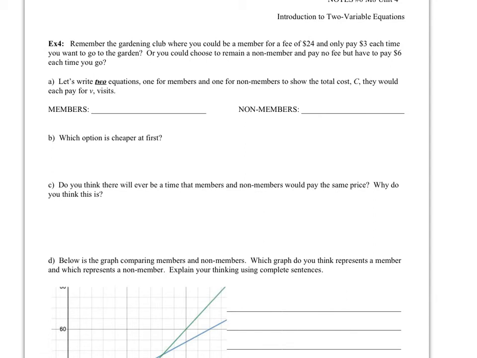Let's write two equations, one for members and one for non-members, to show the total cost, C, that they would each pay for V visits. Pause the video, write your member equation and your non-member equation. Press play when you're ready to check your answers.